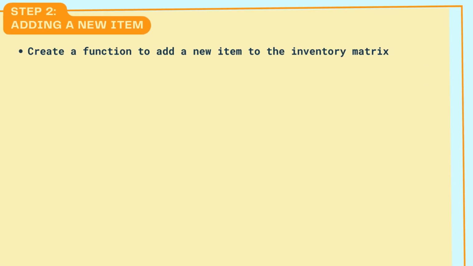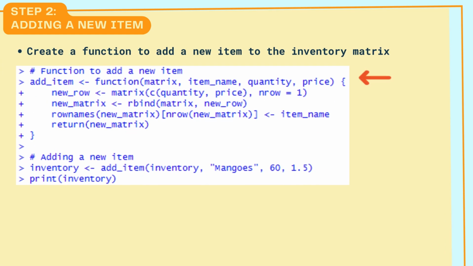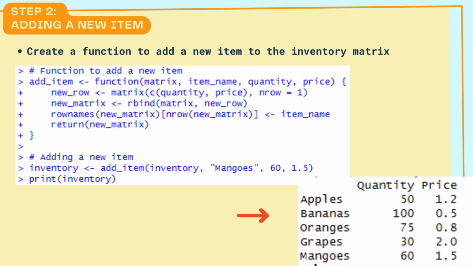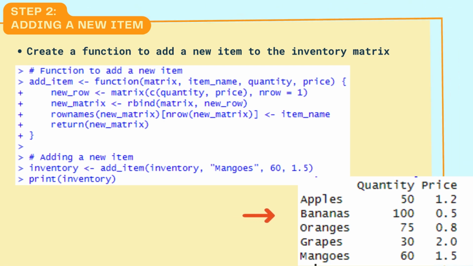Step 2. Adding a new item. Create a function to add a new item to the inventory matrix. The add_item function allows us to add a new item to the inventory matrix by specifying the item name, quantity, and price. The output generated is like this. We added mangoes with the quantity 60 and price is 1.5.